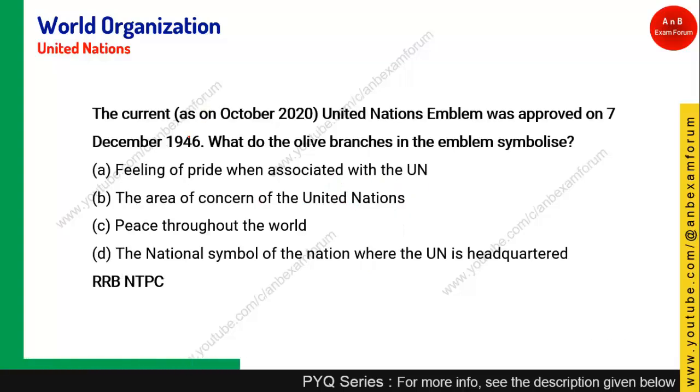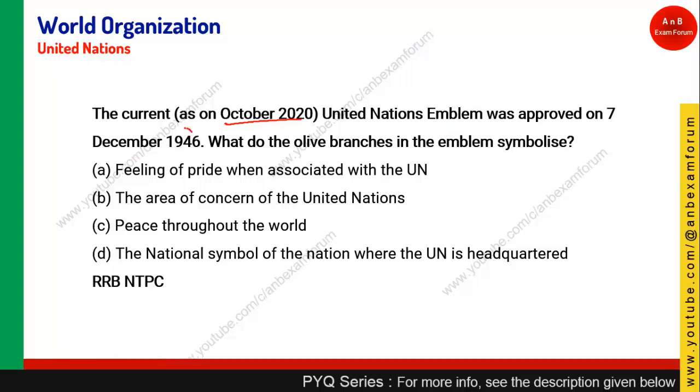Let's see the next question. At the time this question was asked, it was October 2020. The United Nations emblem was approved on 7 December 1946. What do the olive branches symbolize? We have seen that olive branches are in the emblem. If you see the options, you can easily tell. The main purpose of the United Nations is peace throughout the world, so peace would be the better option. So option C; those who chose it have good knowledge. Peace throughout the world is represented through olive branches.